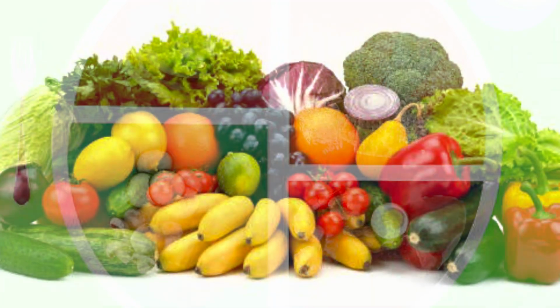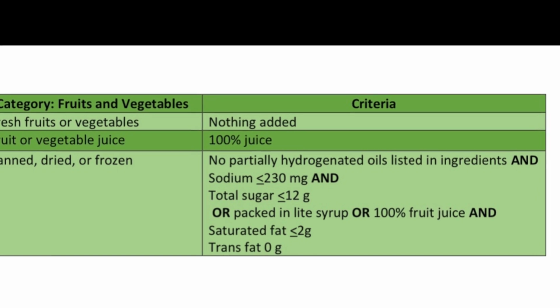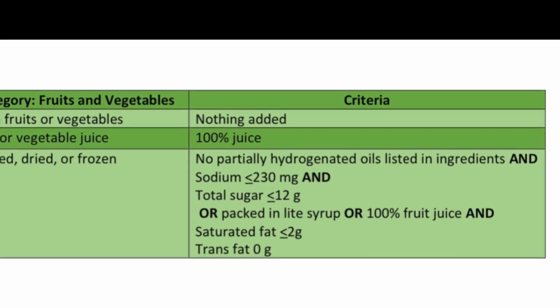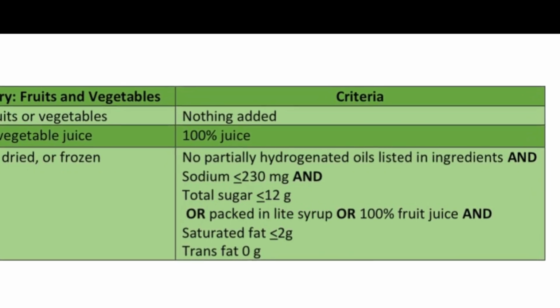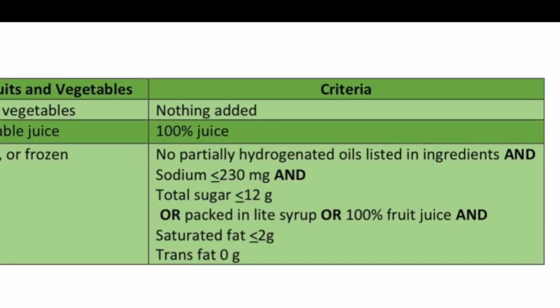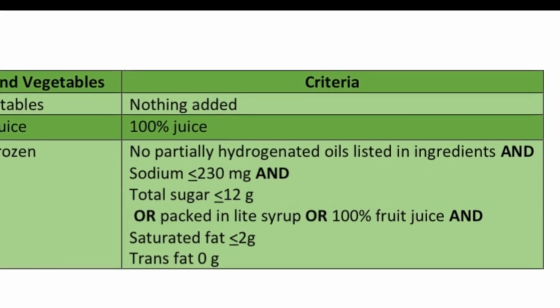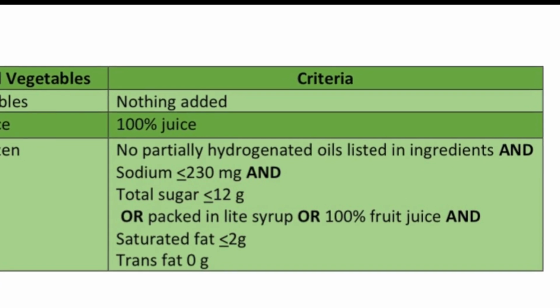The fruit and vegetable group encourages choices that are whole and with minimal additives. This includes fresh produce, 100% juice, and canned, dried, and frozen options with no hydrogenated oils and low in sodium, sugar, and packed in light syrup or 100% fruit juice.